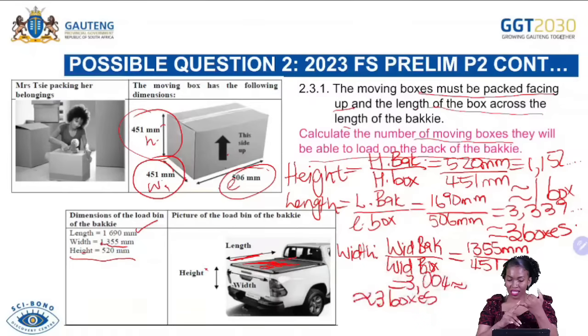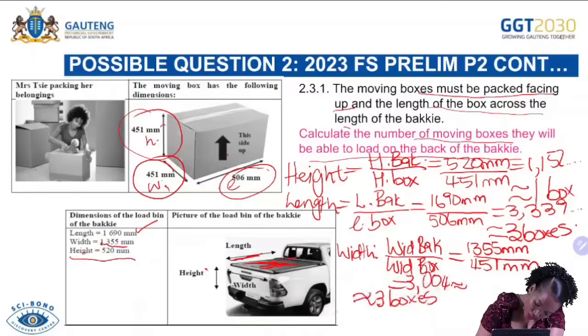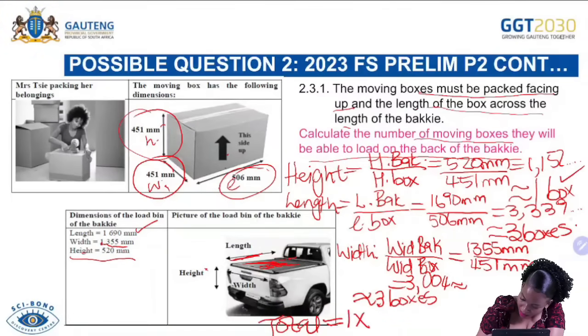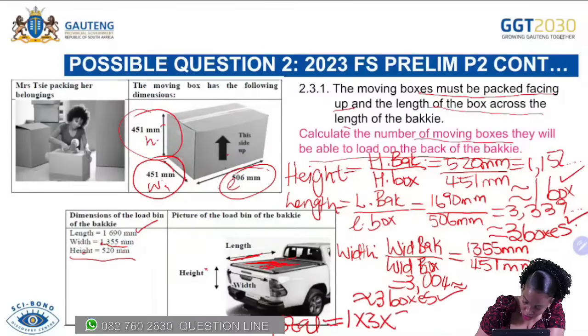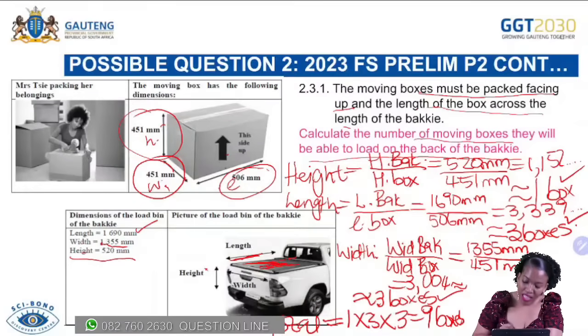So across the height, there will be 1 box. Across the length, there will be 3 boxes. Across the width, there will also be 3 boxes that can fit in. So if you want the total number of boxes that can fit, you will take the height, which was 1, multiply by the length, which was 3, multiply by the width, which was 3. So 1 times 3 times 3, a total of 9 boxes can fit inside this van.